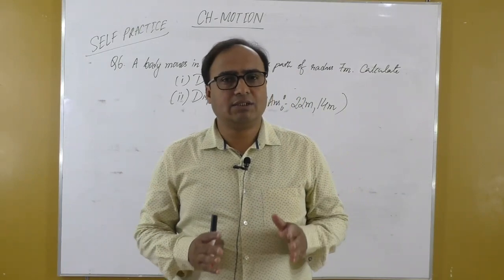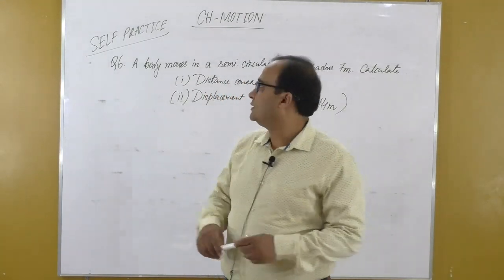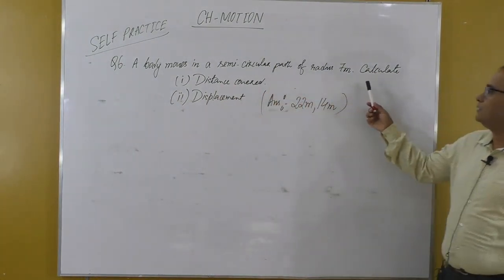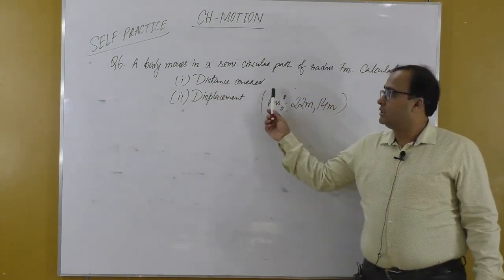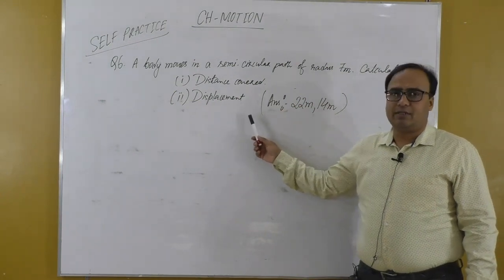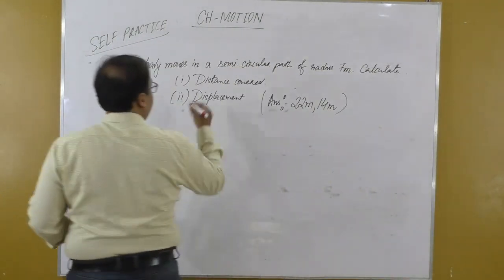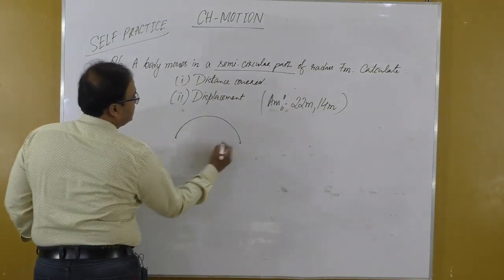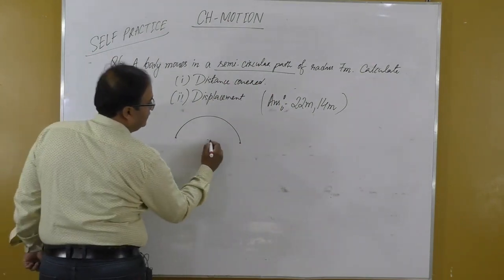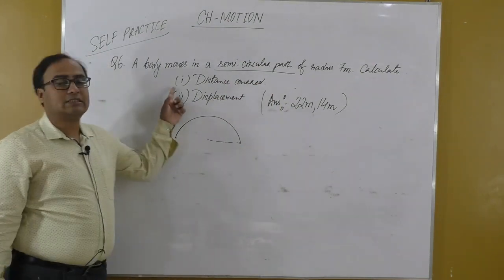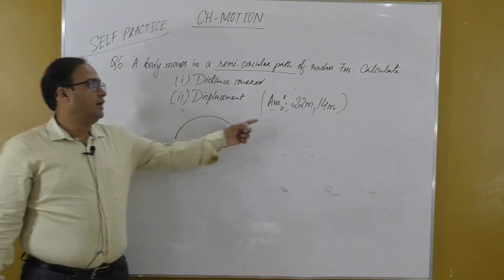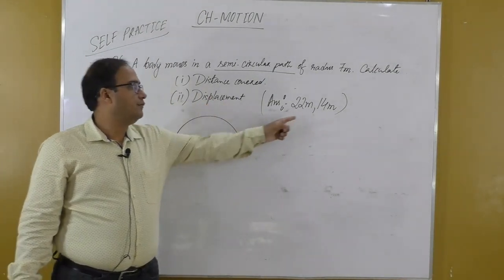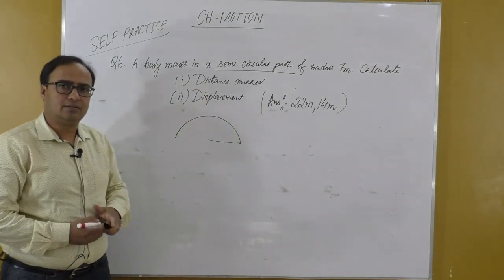Now we can note down question number 6, which is for self-practice. Question number 6, a body moves in a semicircular path of radius 7 meter. Calculate number 1 distance covered and number 2 displacement. So in the question, the path is semicircular path, its radius is given, and you are asked to calculate distance covered and displacement. Answers are given for your convenience: 22 meter distance covered, 14 meter displacement.